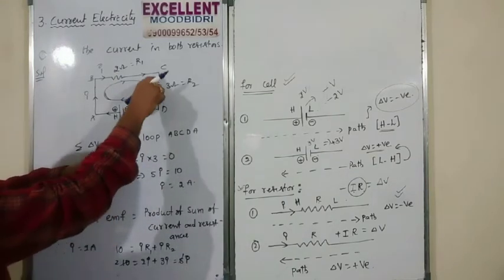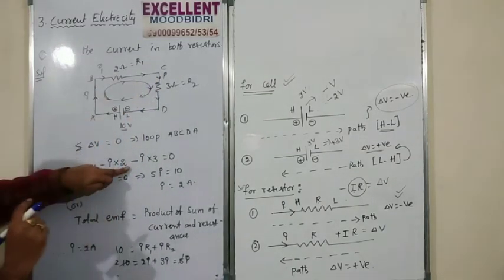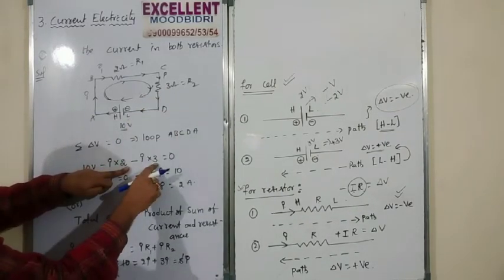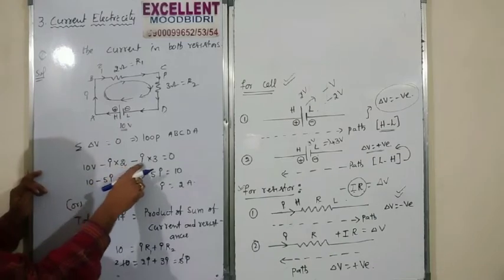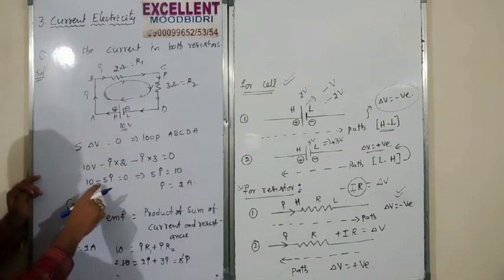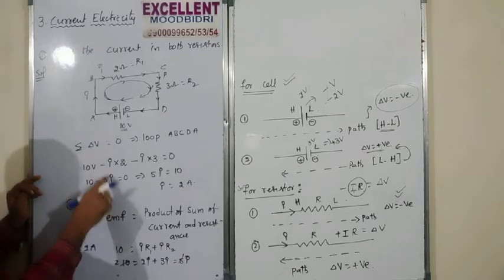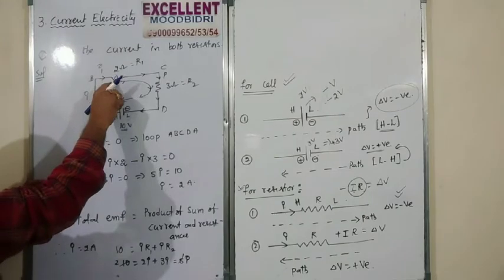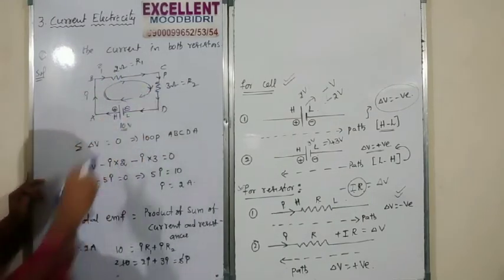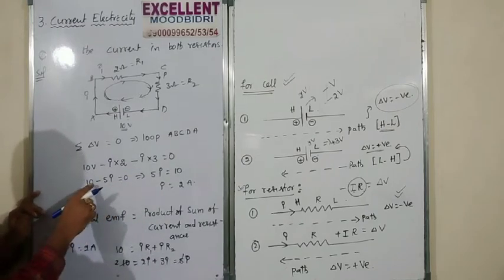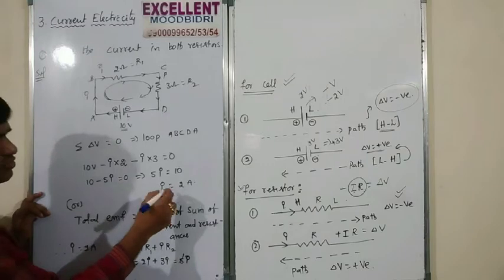Next here also both are in the same direction, meaning minus. So minus I into resistance, which is 3 ohms. So minus 2I, minus 3I, minus 5I. Now I want I. The question is to find the current in both resistors. Therefore, 5I is equal to 10, I is equal to 2 amperes.